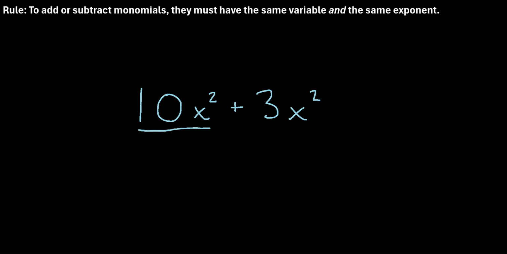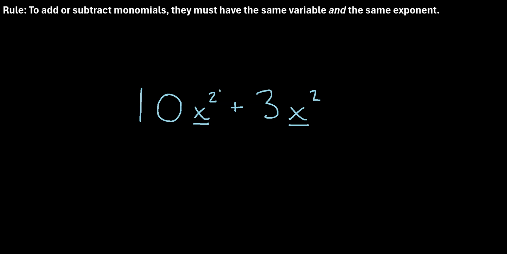Let's say we have 10x squared plus 3x squared. So to check if we can add these two together, we're just going to ignore these numbers out front. These aren't really important at all. We first need to focus on their variables. So here we have an x, and here we have an x, so that's good. They have the same variable.